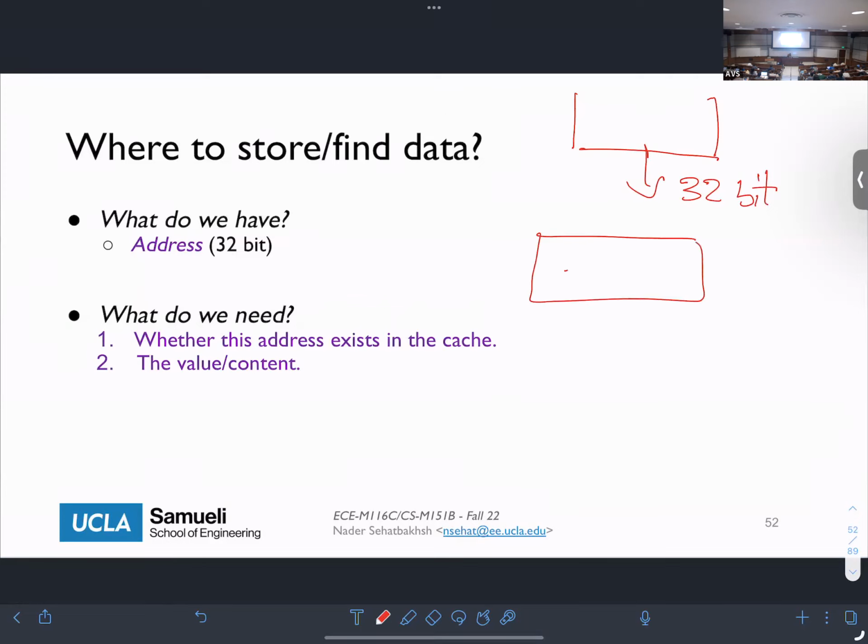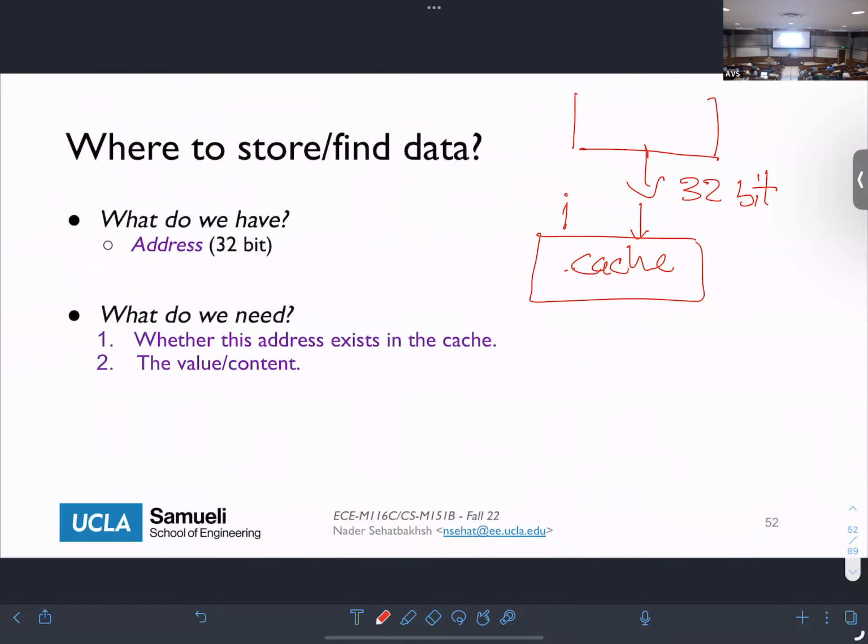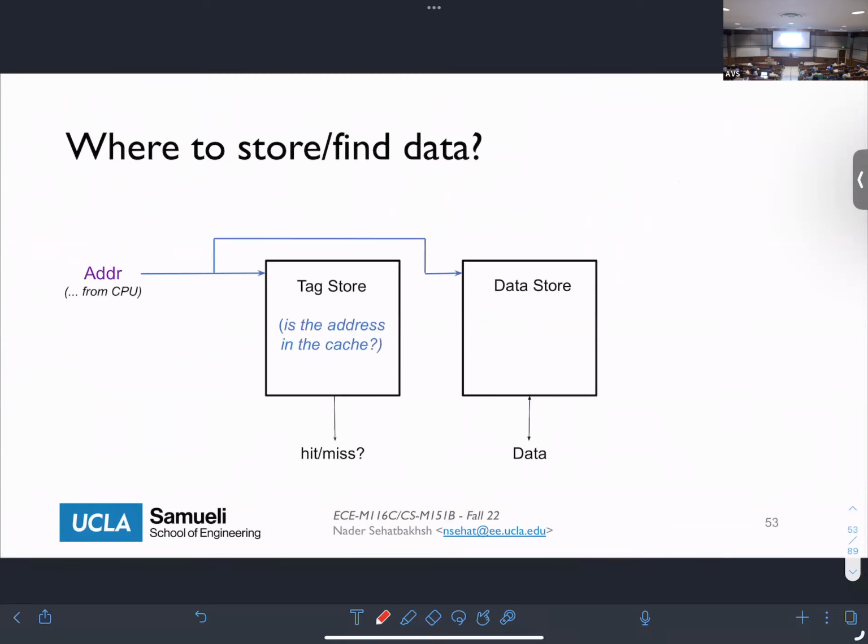Then this is our cache management or cache. And what we need from the cache is whether this exists in L1 or not, so yes or no. And then if it does, give me the data, right? I need the data as well, and I need the yes or no. Because if it's not, then I have to go to L2 and do the same thing, and then to L3 and do the same thing, and so on, right? So we need the answer of the existence, and then we need the actual value or the content, okay?